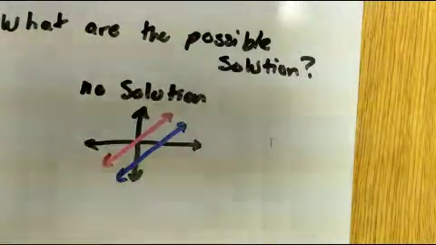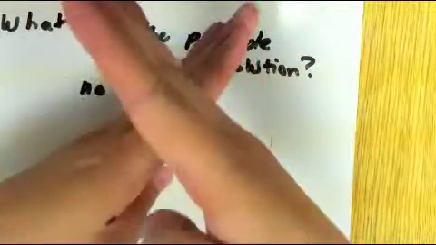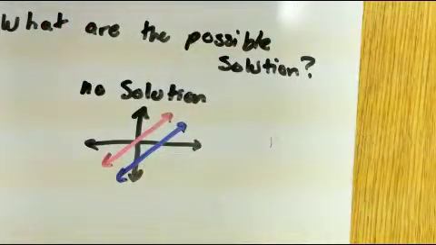And then, of course, the one that we really want to have is an intersection point where two lines totally intersect each other. We need to find that point, and that's what we're going to be doing today. Okay? So let's take a look at some examples.